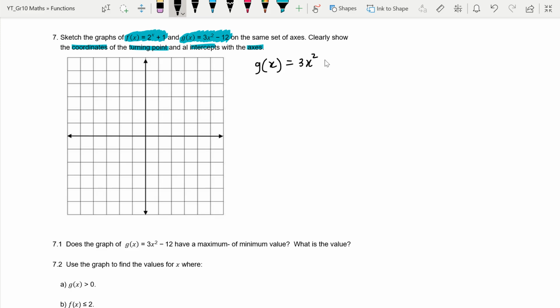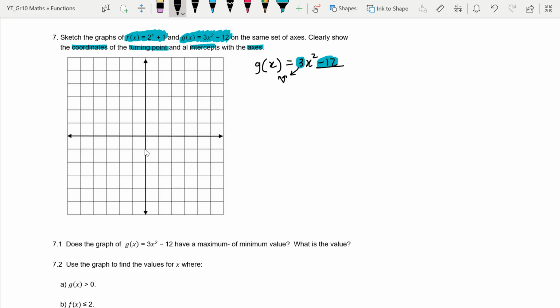3x squared, take away 12. That needs to mean something to us. We need to know that that's the A, and we need to know that that is the Q. We need to know that that gives us a happy face parabola, and we need to know that that will have a turning point at negative 12.